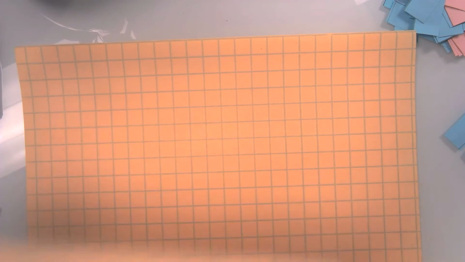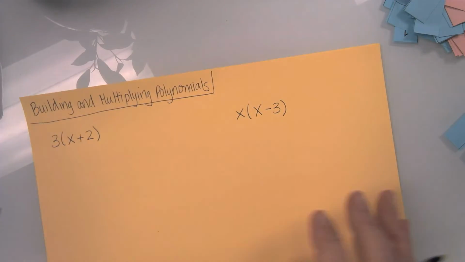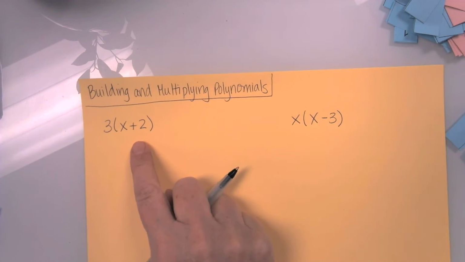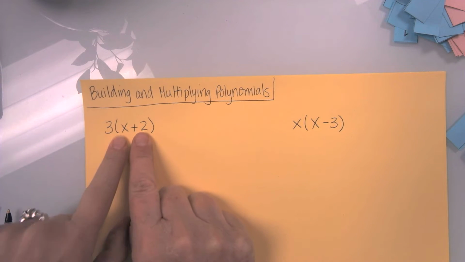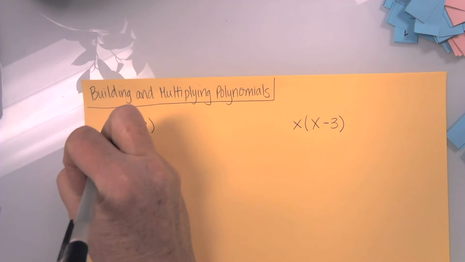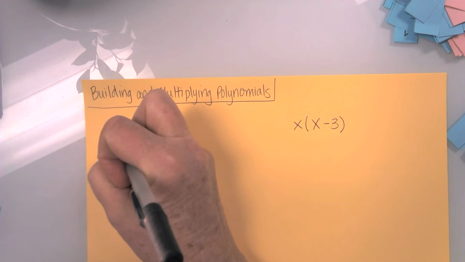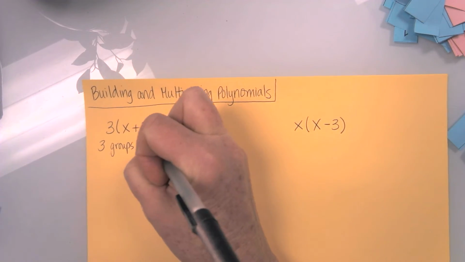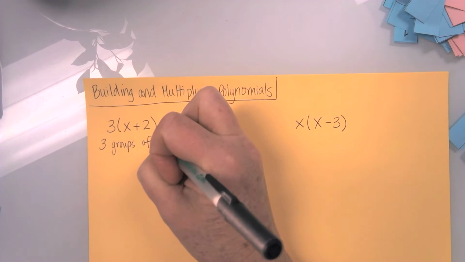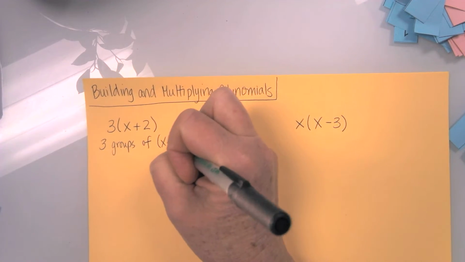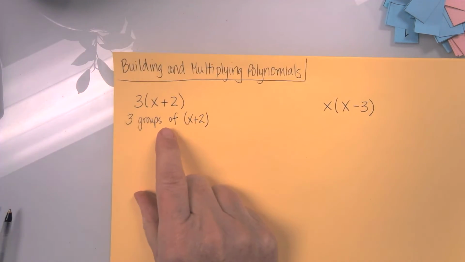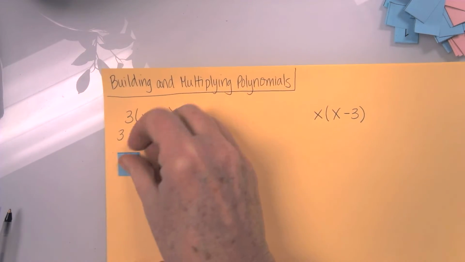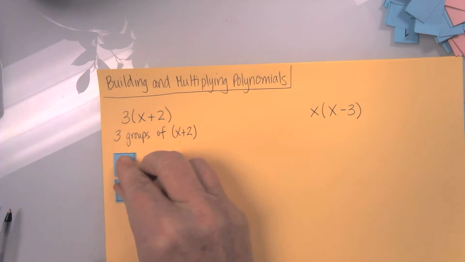Let's go ahead and try this now with our polynomials. I am going to build area models with my polynomials. So first, notice that I have 3 groups of x plus 2. Now, remember, if you need to remember this as 3 groups of, that always helps me to know that I have 3 of them. So that means I have 3. That's the number 3. So I'm going to go ahead and start with my 3 down the side, my 3 ones. Okay, 1, 2, 3.